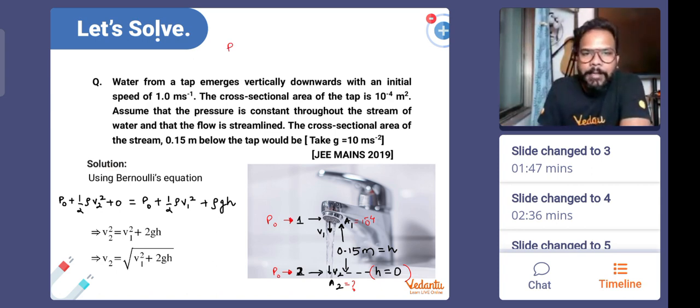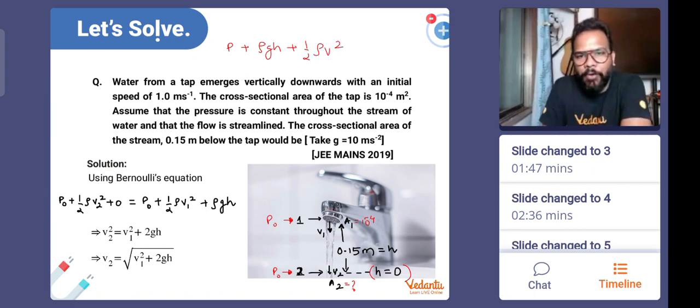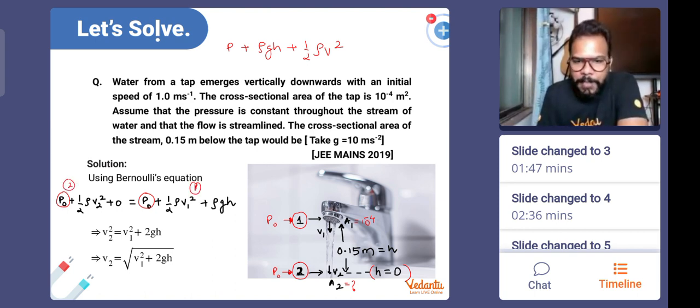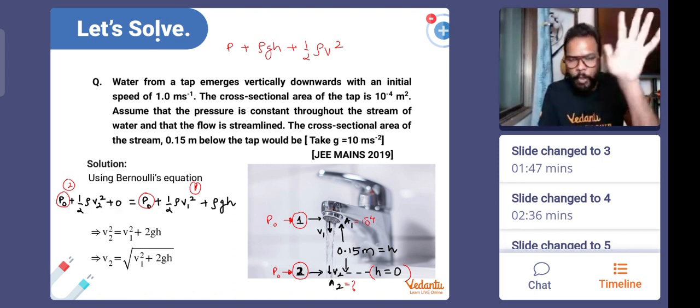So when we try to write P plus rho g h plus half rho v square, have a look at this: the pressure at both points, point number 1 and point number 2. I'm writing point number 2 first, on the right side. The pressure is P naught, the height is 0 so rho g h becomes 0, and the velocity is v2, so I'll write half rho v2 square. But let's write it for 1.